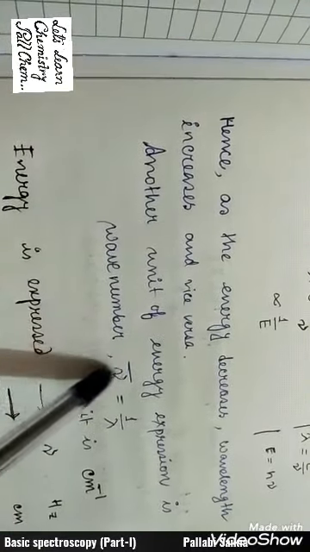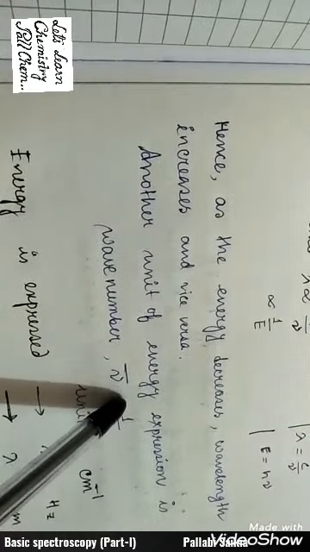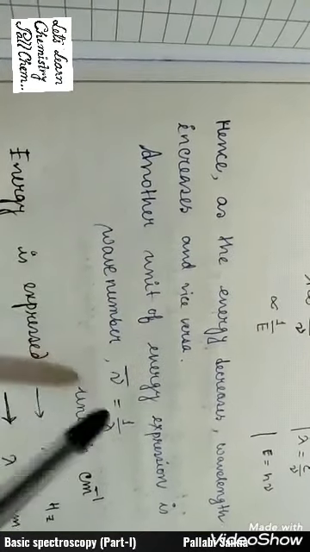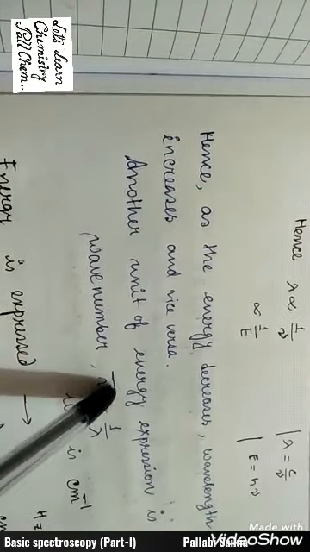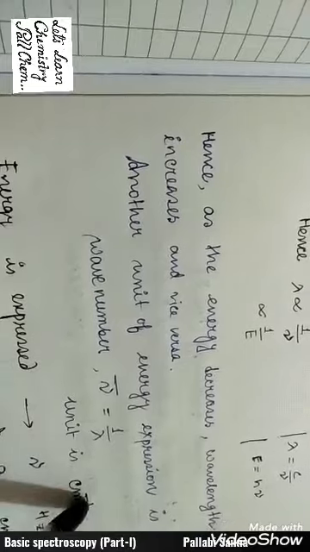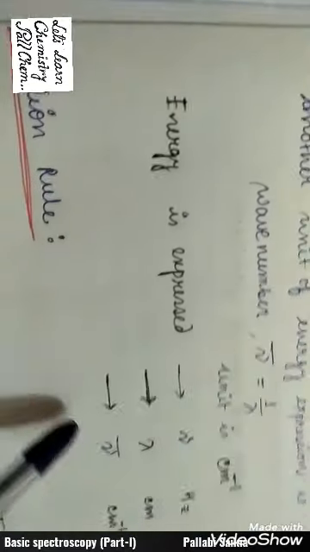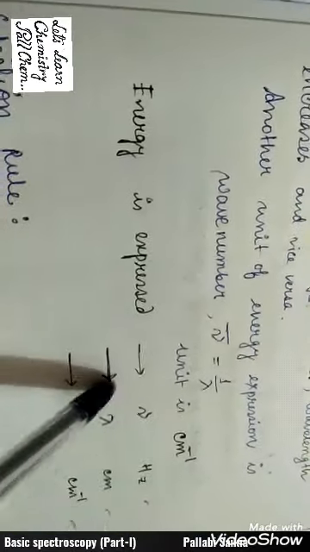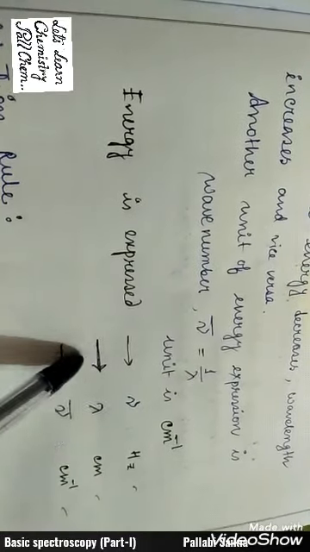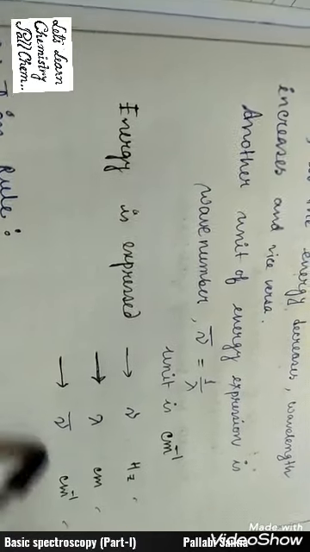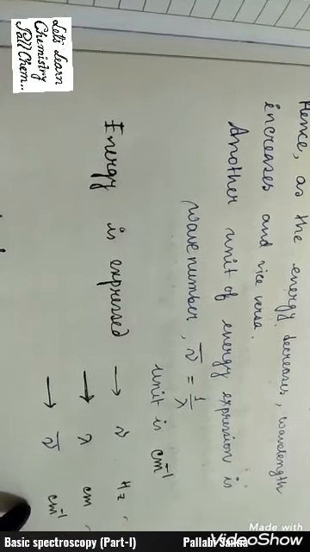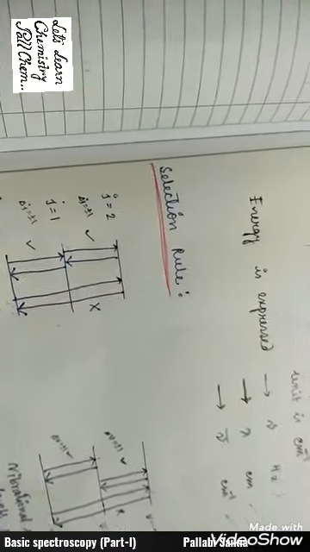Another unit of energy expression is wave number, nu bar, and it is equal to 1 by lambda. Since the unit of wavelength lambda is centimeter, the unit of wave number is centimeter inverse. Thus energy can be expressed in three ways: frequency in hertz, wavelength lambda in centimeter, and nu bar, that is wave number, in centimeter inverse. Now, what is selection rule?